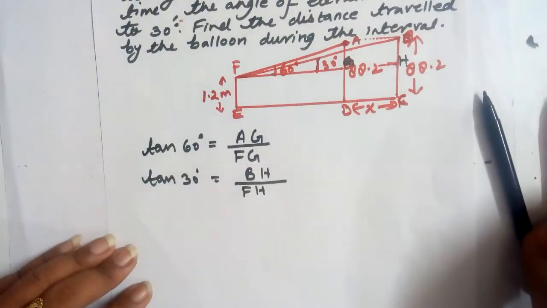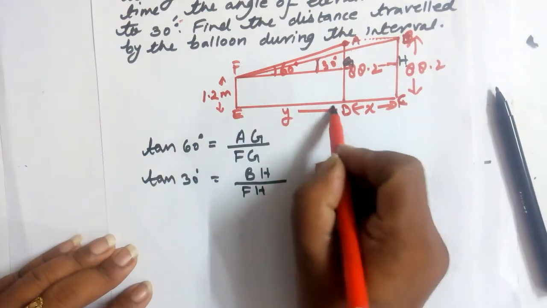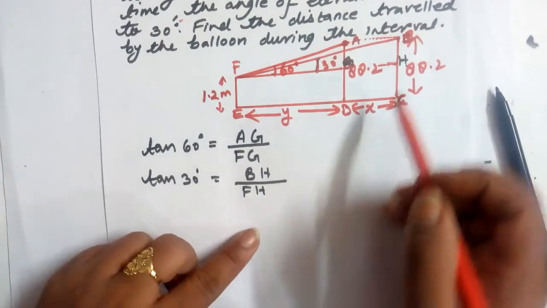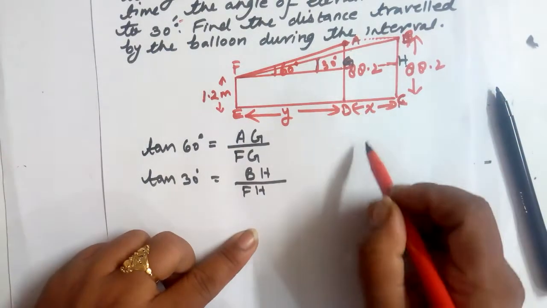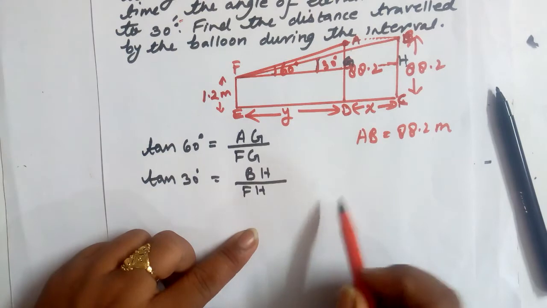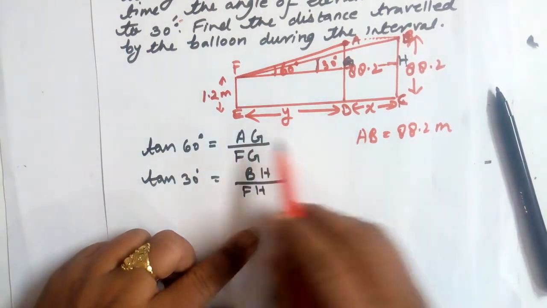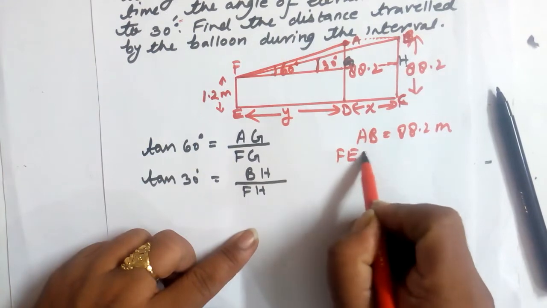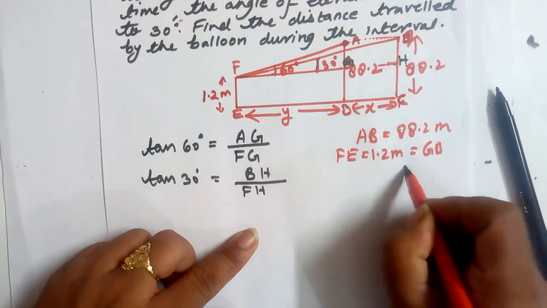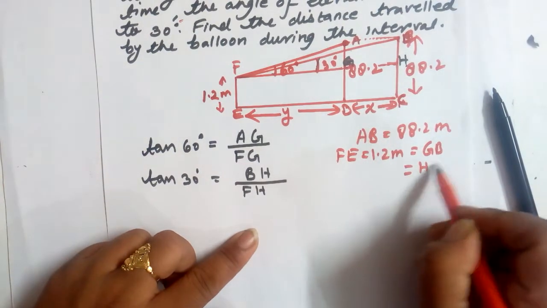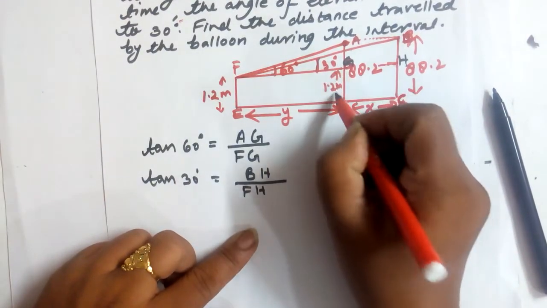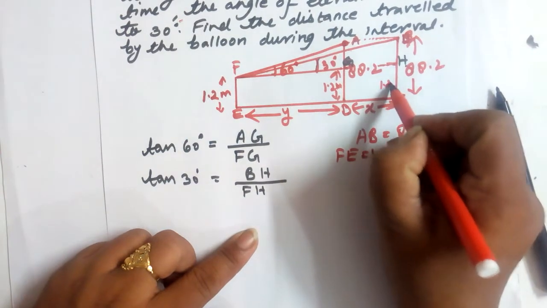Now suppose this distance is y. Now we have to see a few things here. See, AD is completely equal to 88.2 meters, that is given. But the height of the girl is 1.2, that is FE. FE is equal to 1.2 meter, that is also equal to GB, and that is also equal to HC. So this height is also 1.2 meter. Same goes for here, 1.2 meter.